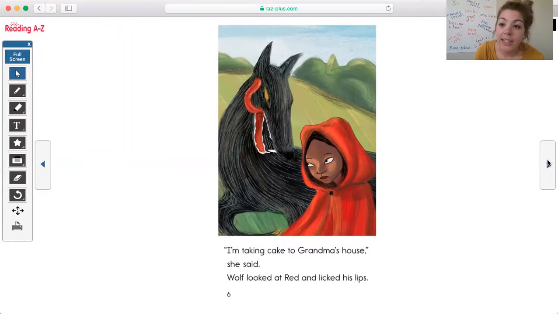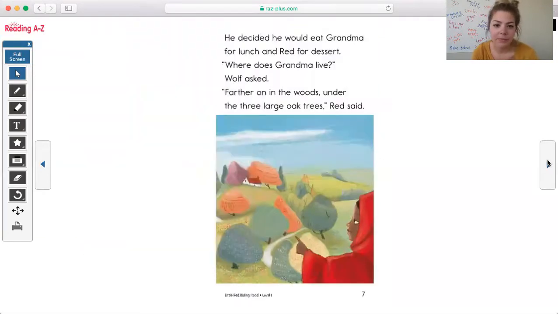Wolf looked at Red and licked his lips. He decided he would eat Grandma for lunch and Red for dessert.